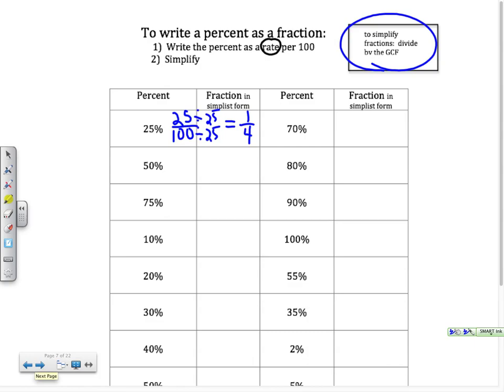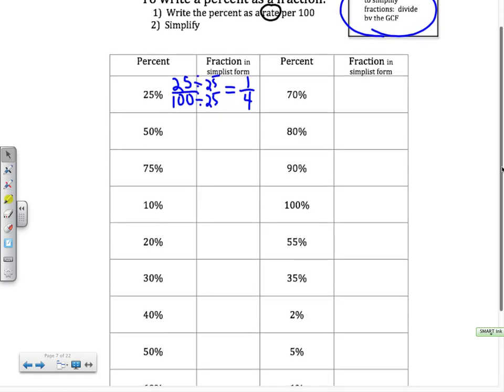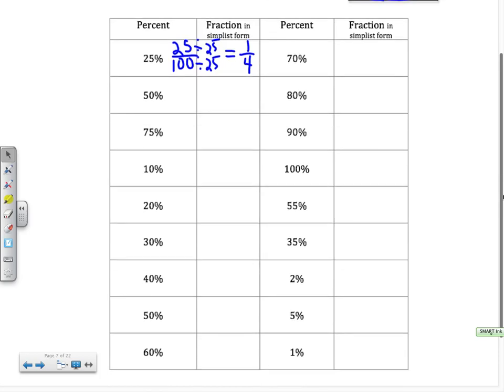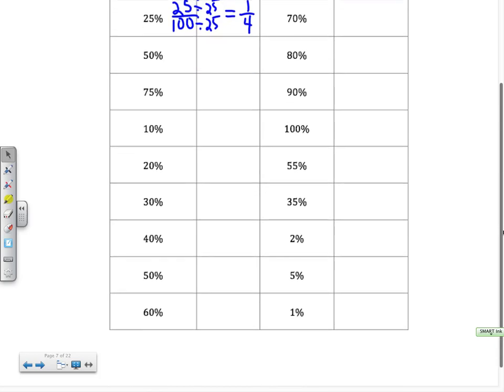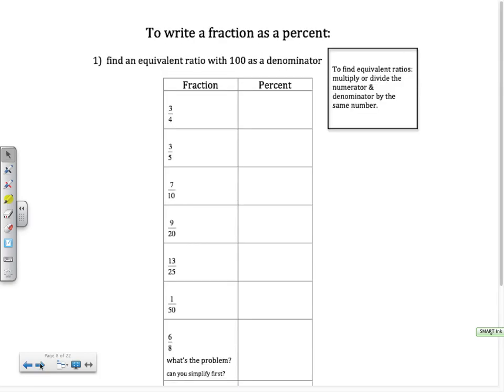Okay, and these are very common percent-fraction equivalencies that should be easy to do. I'm going to have you go ahead and go through them, see how you do, and we'll check it in class tomorrow. And let's go through one more page. I want to write a fraction this time as a percent. So if I start with a fraction, I want to turn it into a percent.